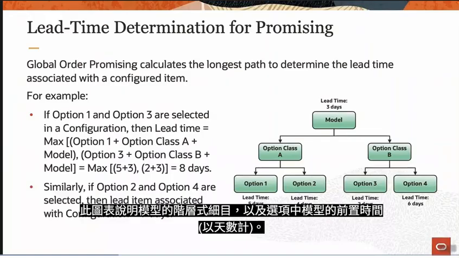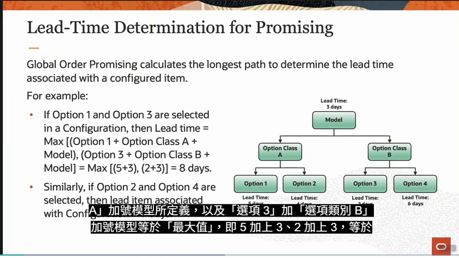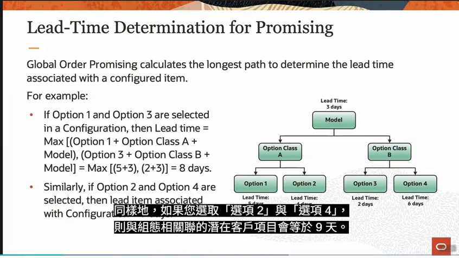This diagram depicts a hierarchical breakdown of a model and the lead time in days for the model and options. In the example that is shown, if you select option 1 and option 3 in a configuration, then lead time is max, as defined by option 1 plus option class A plus model, option 3 plus option class B plus model, equals max, which is 5 plus 3, 2 plus 3, equaling 8 days. Similarly, if you select option 4, then the lead time that is associated with the configuration equals 9 days.